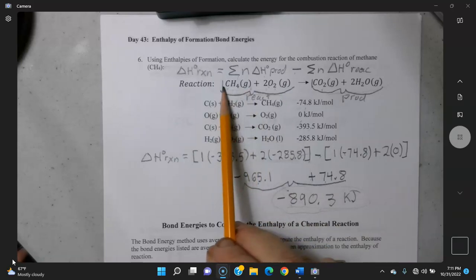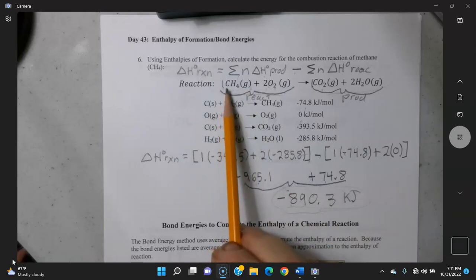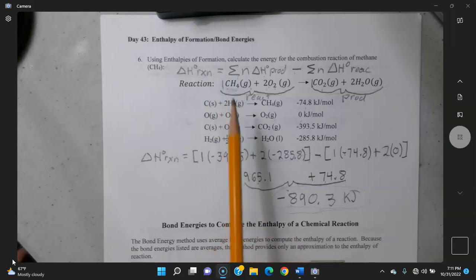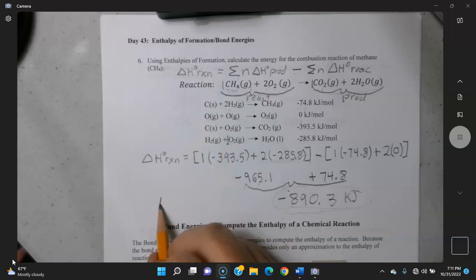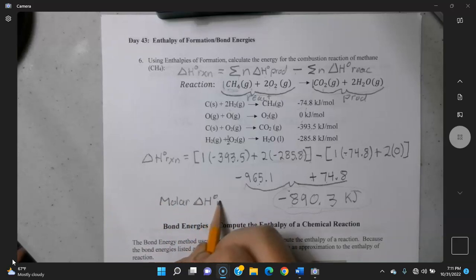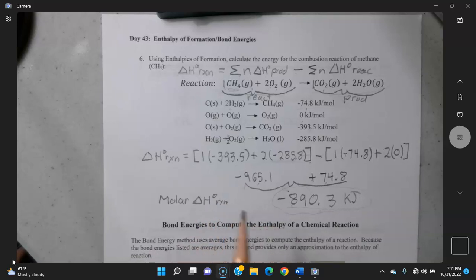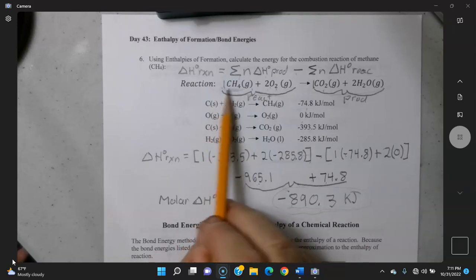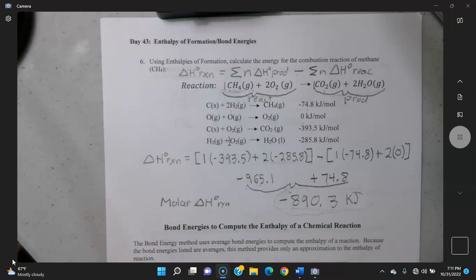Now, since this is for 1 mole, it just happens this reaction is for 1 mole of CH4. Not all combustion reactions are for 1 mole, but this one is. Then this would also be the molar standard enthalpy of reaction. It's the enthalpy heat change for the combustion of 1 mole, 6.022 times 10 to the 23rd of these molecules. It's the heat that comes out of the combustion of 1 mole of CH4. Again, not all reactions are for 1 mole. It just happens this one is.